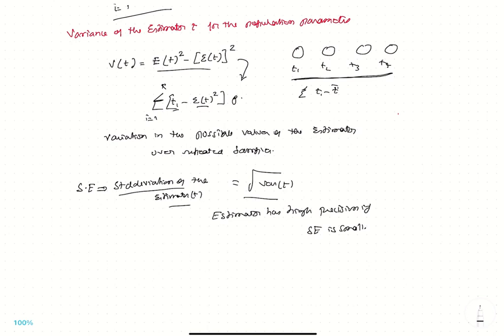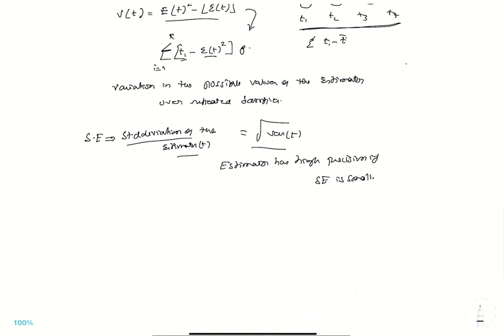Now, what is the precision of an estimator? High precision means small variance, right? So the precision of an estimator is inversely proportional to its variance. So when variance is small, the precision is high. So the ideal situation is this, that the estimator is both unbiased as well as precise.